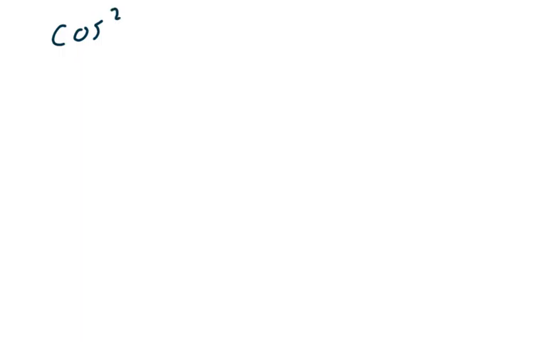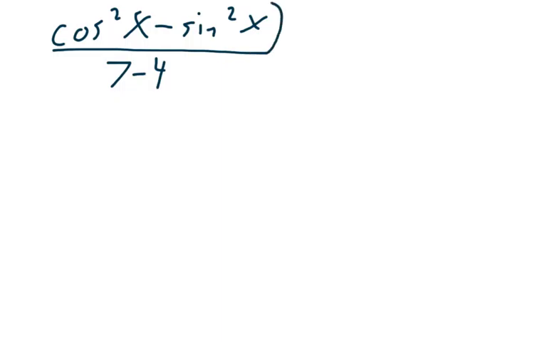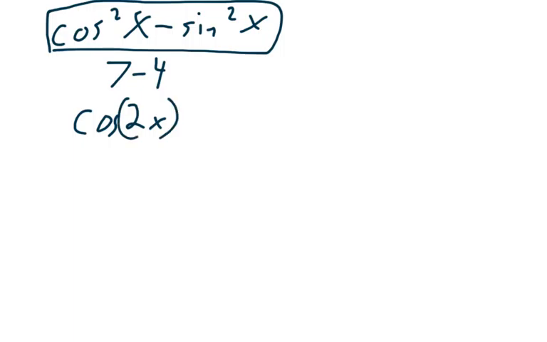We got cosine squared x minus sine squared x. And if you look back at your notes from 7-4, if I want to rewrite this as one function, this is the same thing as cosine of 2x.